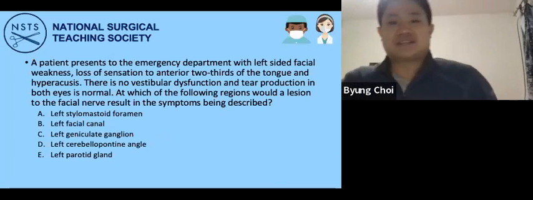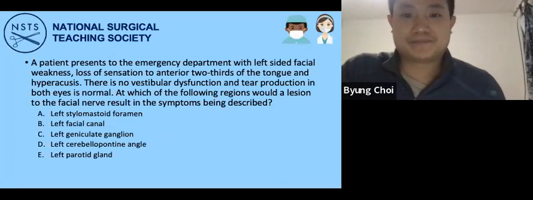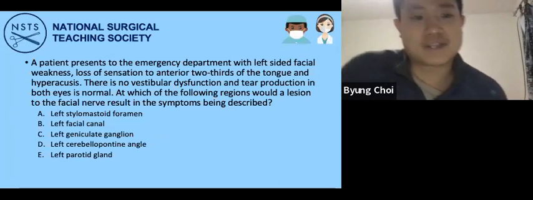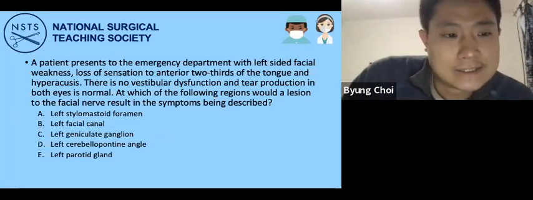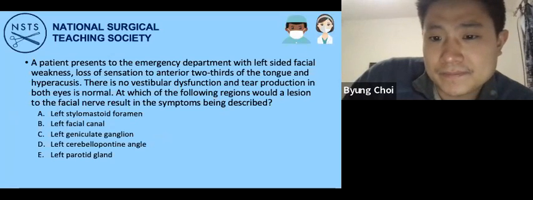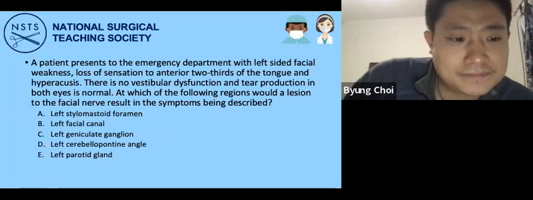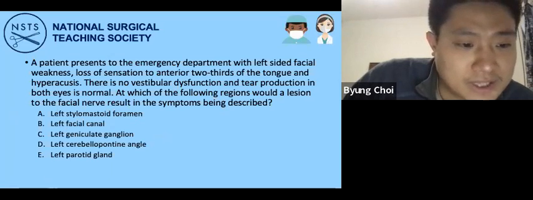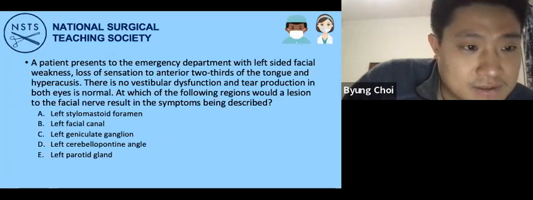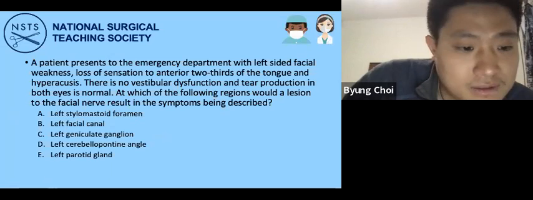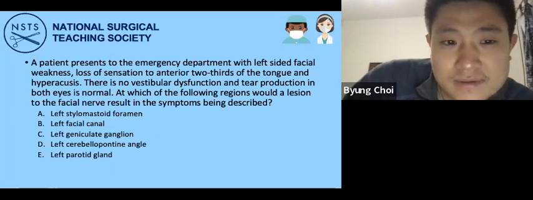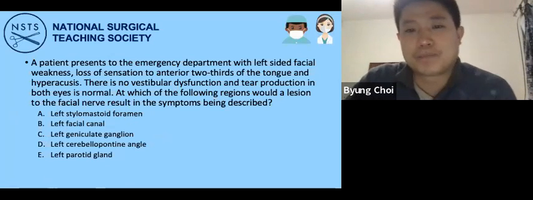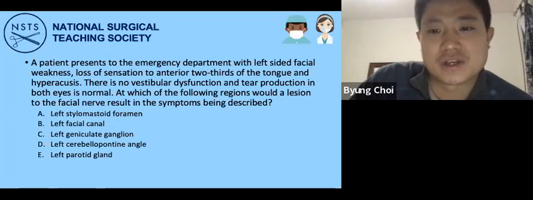The patient presents to the emergency department. Oh, sorry, that's not the... Okay, so the poll is showing a different question. So I will try to... Okay, so on the poll, the answers are the same, but just ignore the stem.